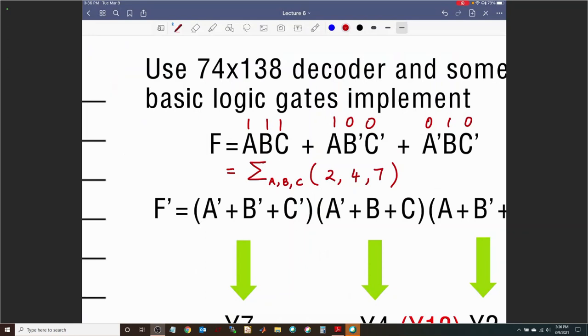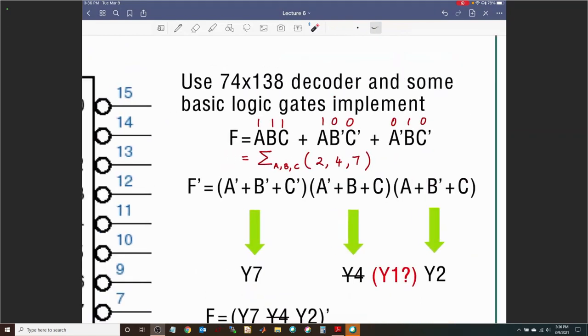So the same function. Earlier, it was represented in canonical sum of product complete function. And now we have translated that into a canonical sum of product shorthand. The one thing that we did as an assumption right now is that we have considered A as our most significant input.